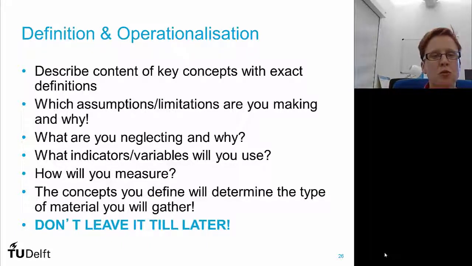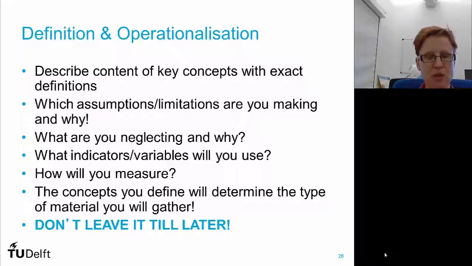If you use certain terms, if you scope, all these things: what assumptions, what limitations are you making, what are you not going to do, and why? What are you neglecting? What are the indicators and the variables you will use, and how have you defined these variables, with what units to a certain extent? How will you measure those?